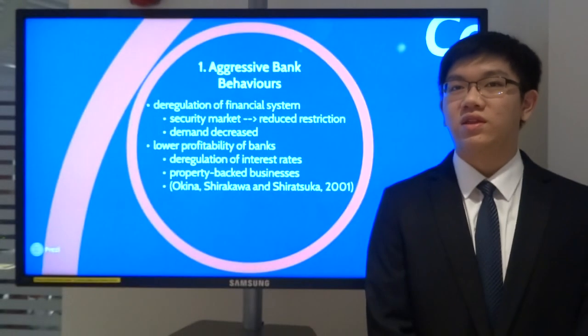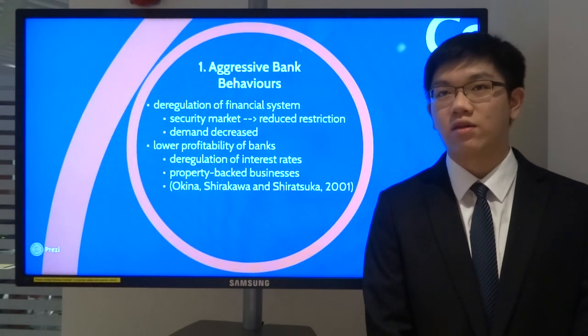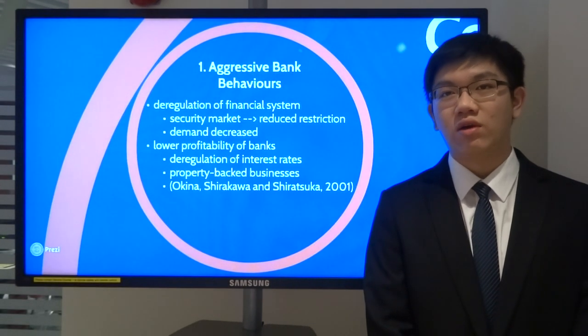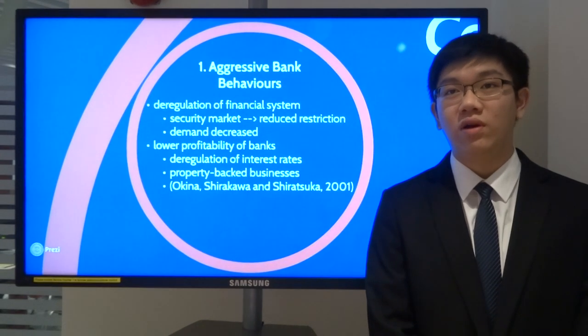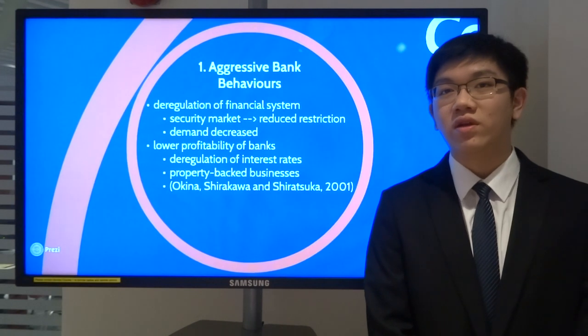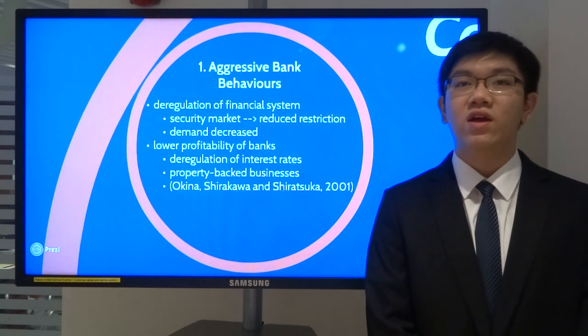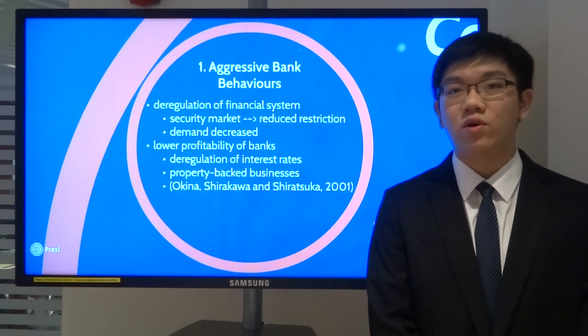First of all, it was the aggressive behavior of financial institutions, in particular banks. According to a journal article in 2001 about Japan's asset bubble and monetary policy, this cause was based on two phenomena at that time: the deregulation of the financial system and the lower profitability of banks. Due to the deregulation, there was reduced restriction on the entrance of financial institutions to the security markets to raise funds since 1980. Firms no longer needed to rely on banks' loans that much.